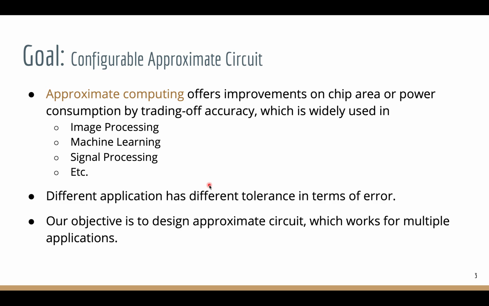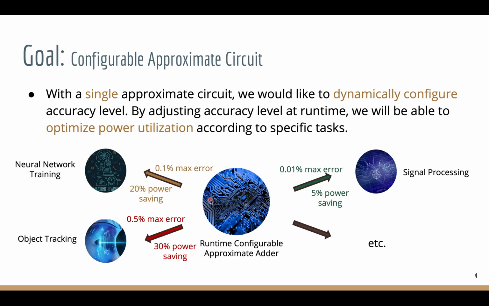The objective of RUCA is that, for a certain functionality, we would like to design a single approximate circuit that works for multiple applications with multiple accuracy levels. In this case, by adjusting accuracy levels at runtime, we're able to optimize power utilization. For example, in this image, we design one approximate adder that works for all three applications, and as the error threshold increases, the circuit is expected to save more power.